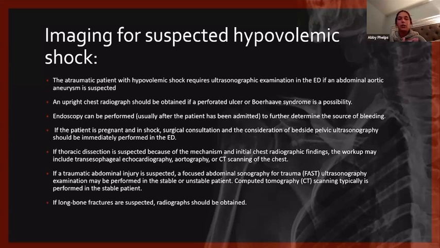If the patient is pregnant and in shock, surgical consultation and consideration of a bedside pelvic ultrasound should be immediately performed in the emergency department. If thoracic dissection is suspected because of the mechanism and initial chest radiograph findings, the workup may include a transesophageal echo, and aortography or CT scanning of the chest.